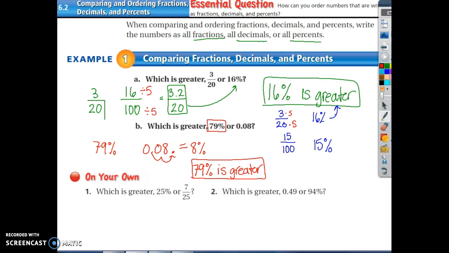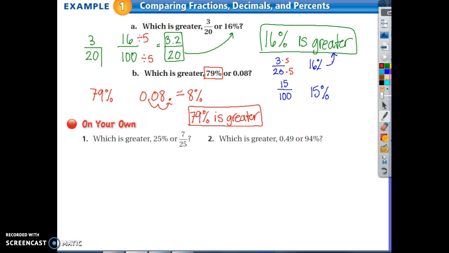For number 1, we can either write them both as fractions or both as percents. I'll go ahead and do them both ways. To write 25% as a fraction, I would have 25/100. But then again, I need to reduce that down so that the denominators match. I have a 25 in the denominator of my fraction, so I want a 25 in the denominator of my other fraction. So I'll go ahead and divide by 4, because 100 divided by 4 is 25.